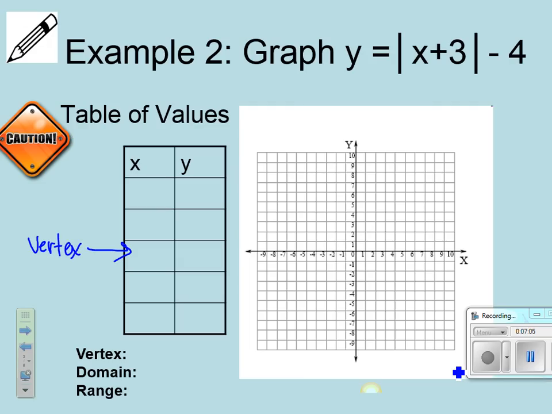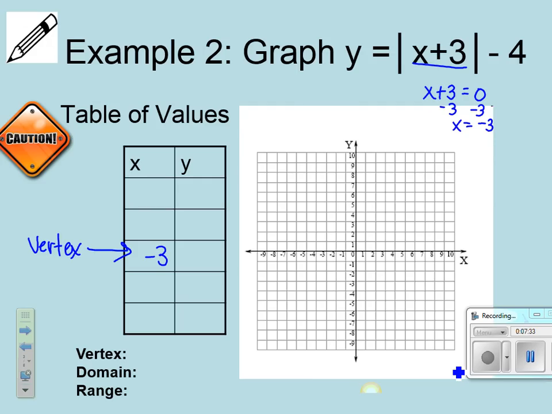so that we can see both sides of the graph. So how we do that is we take the expression out of the absolute value and we find out where it's equal to 0. That is where the x value will be the vertex, the x value of the vertex. So subtract 3, x equals negative 3. So negative 3 is the x value of my vertex.